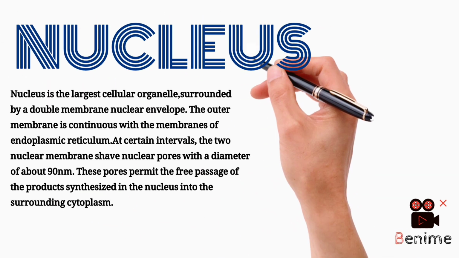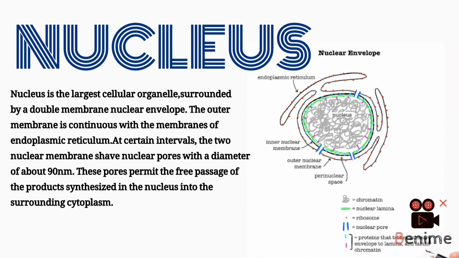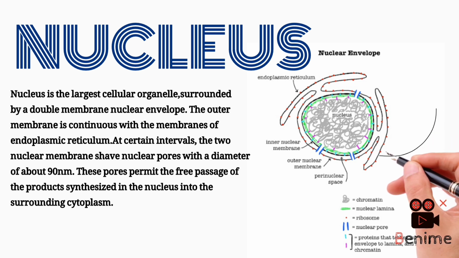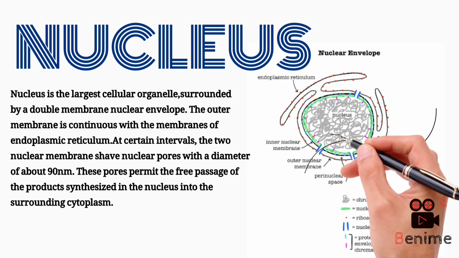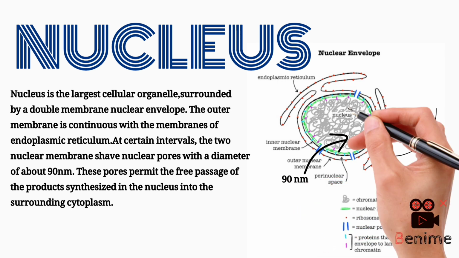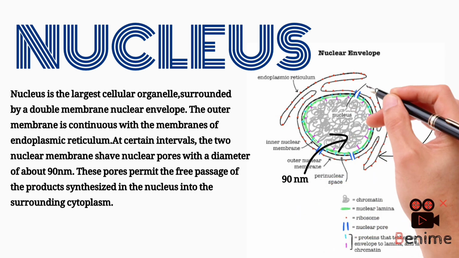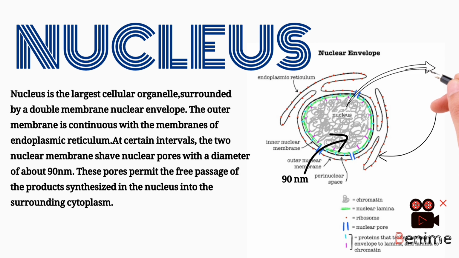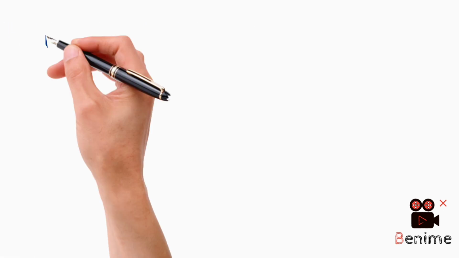Nucleus. The nucleus is the largest cellular organelle, surrounded by a double-membrane nuclear envelope. The outer membrane is continuous with the membranes of the endoplasmic reticulum. At certain intervals, the two nuclear membranes have nuclear pores with a diameter of about 90 nanometers. These pores permit the free passage of the products synthesized in the nucleus into the surrounding cytoplasm.